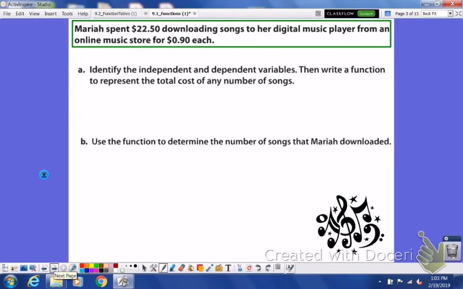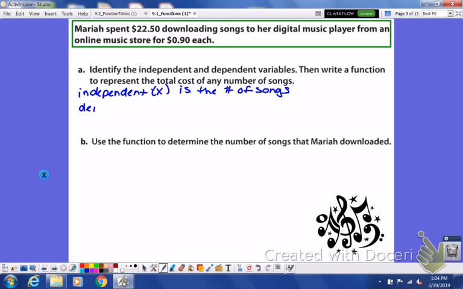And last up, work with some word problems. Mariah spent $22.50 downloading songs to her digital music player from an online music store for 90 cents each. Part A, identify the independent and dependent variables. Then write a function to represent the total cost of any number of songs. So our independent, that would be your x value. That's what's determining the rest of it. So your independent, again, that's your x value. In this case would be the number of songs she downloads.